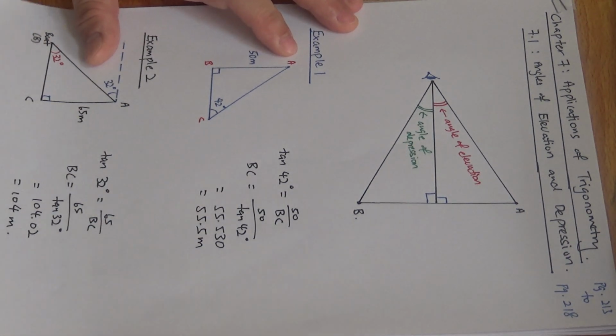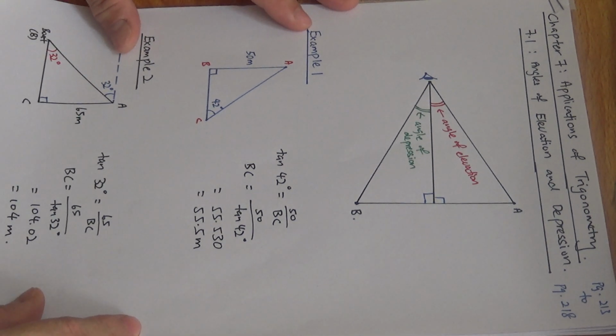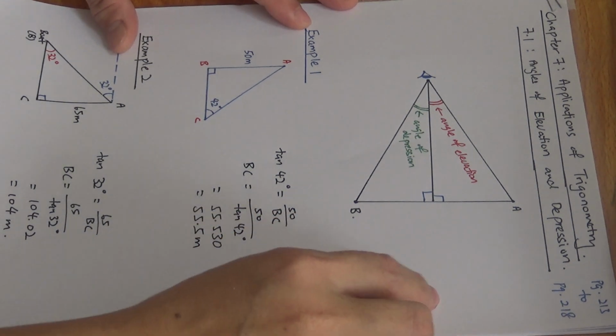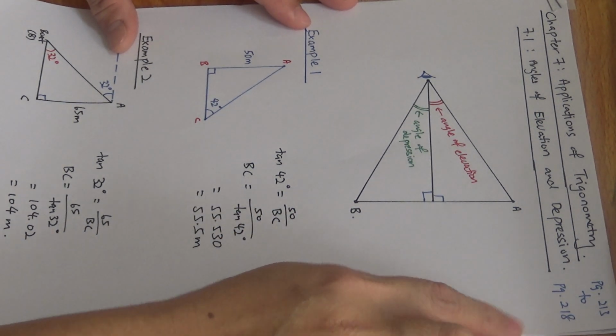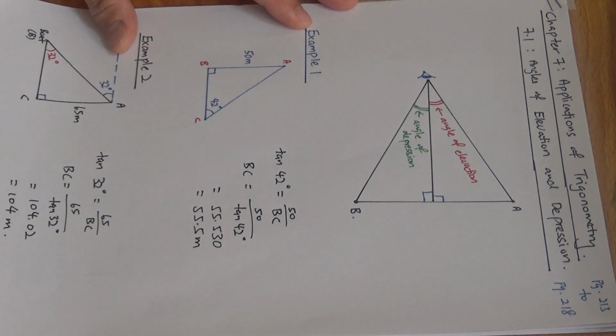Good afternoon, class. Today we are going on to chapter 7 of your E-Maths, Applications of Trigonometry, and it's found from page 213 to page 218. Okay, now let's do some recap first.